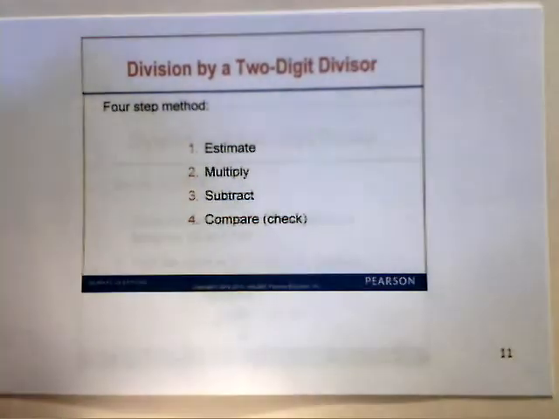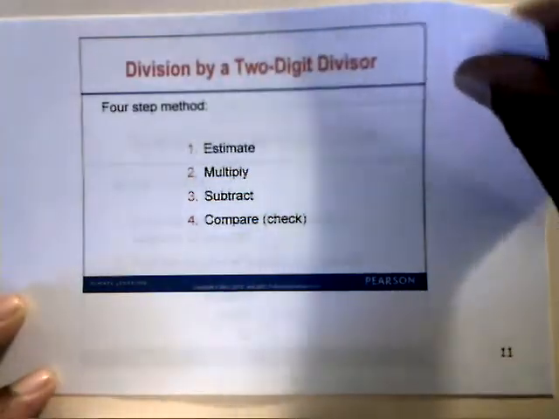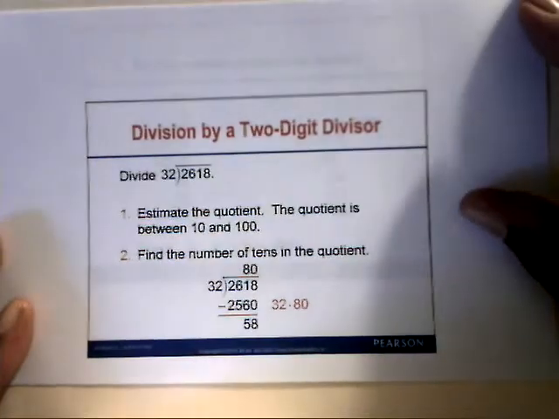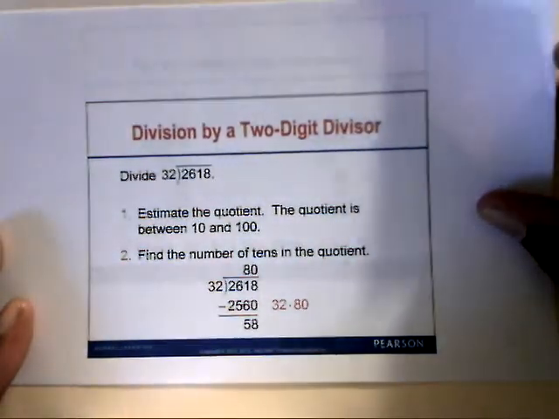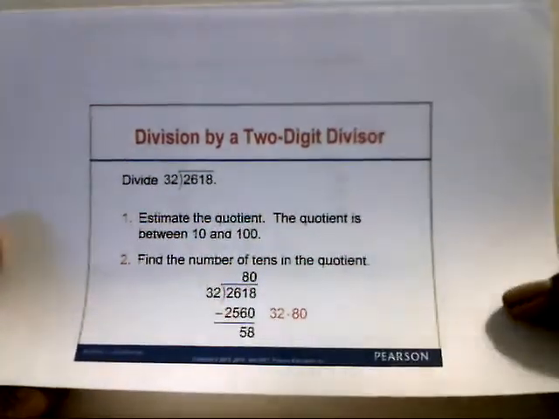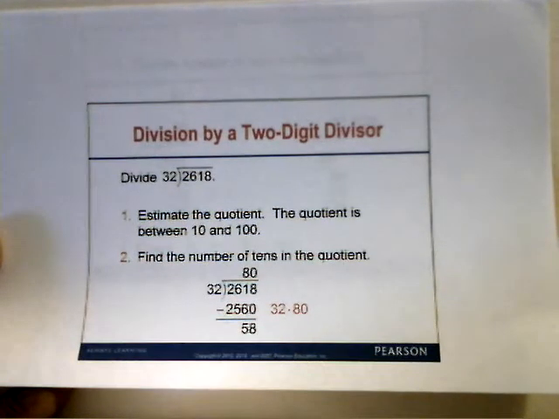And the 4-step method for division by a 2-digit divisor: you want to estimate first, then multiply, subtract, then compare or check. And here's an example of that. We want to divide 2,618 by 32. You want to estimate the quotient. The quotient is going to be a number between 10 and 100. Then you want to find the number of tens in that quotient.